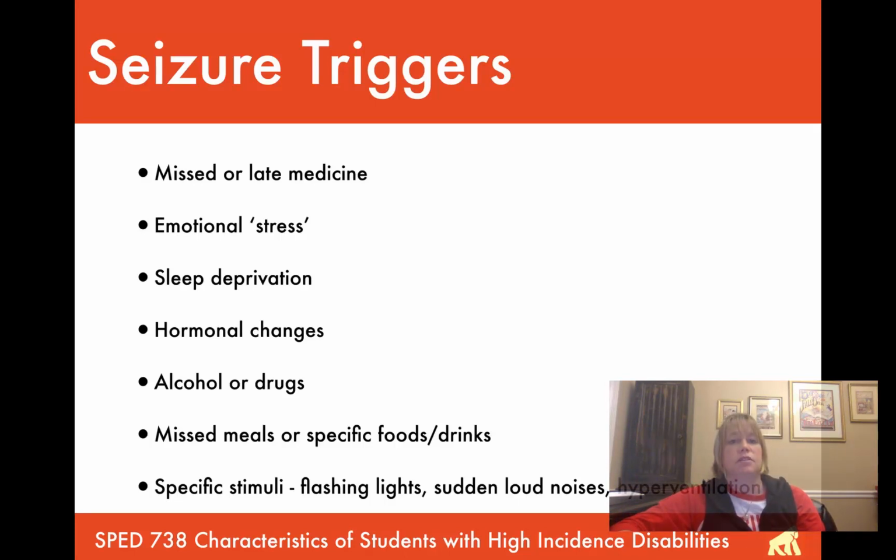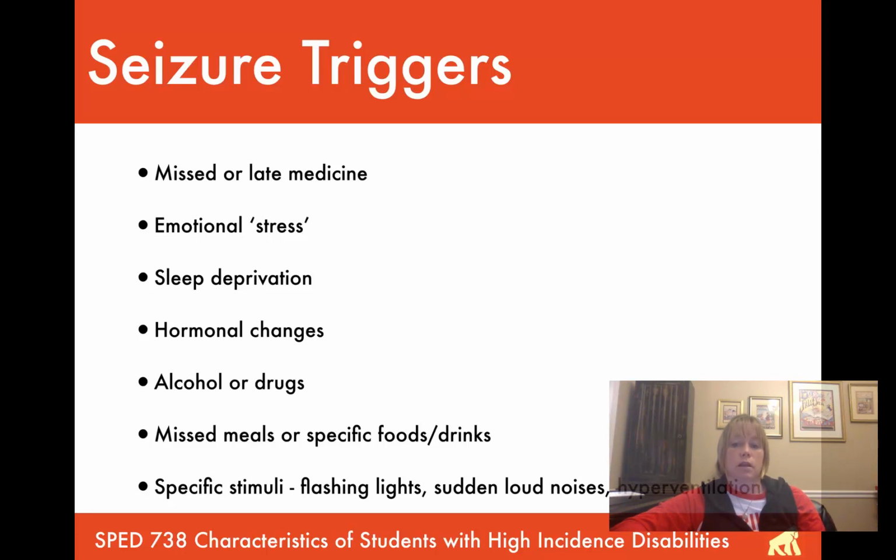So if they're taking medicine to control their seizures, and mom and dad say, hey, our insurance isn't covering this next refill, we're running behind, or we missed a dose this morning, just wanted to give you a heads up, you kind of know that those seizures could be triggered that day. Also, emotional stress, sleep deprivation.